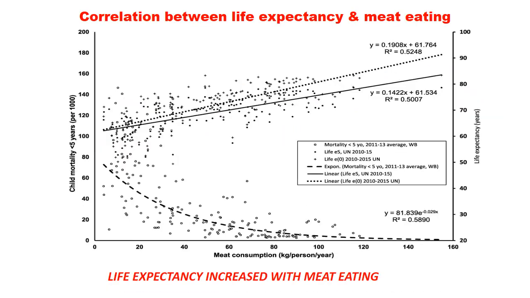This graph is taken from a study, and it clearly shows that child mortality has decreased with more consumption of meat per kg per person. It starts at 20 and goes up to 160, so child mortality has gone almost to zero. Whereas the top graph shows life expectancy with meat eating: when meat eating increases from 0 to 140 or 160, the life expectancy has gone to almost 85 years. So this shows clearly that life expectancy increases with more meat eating.